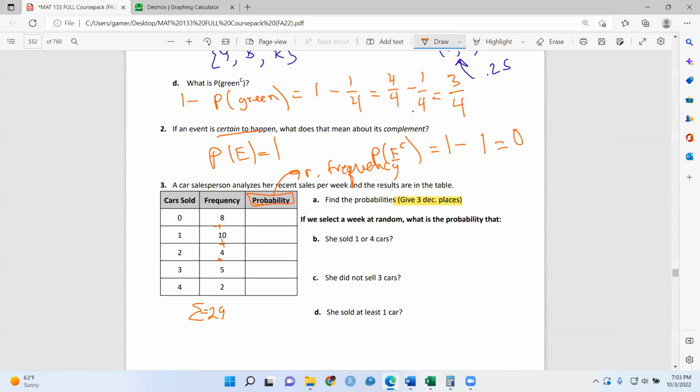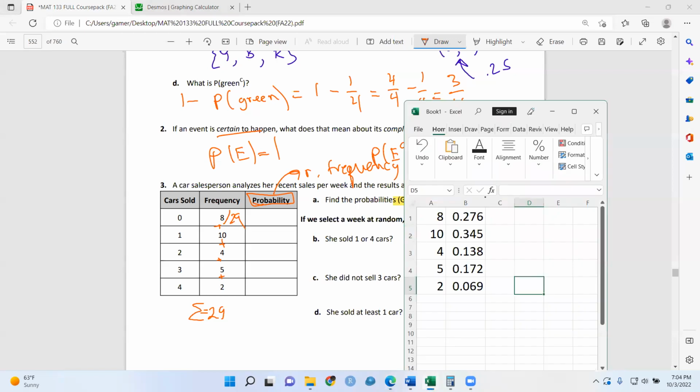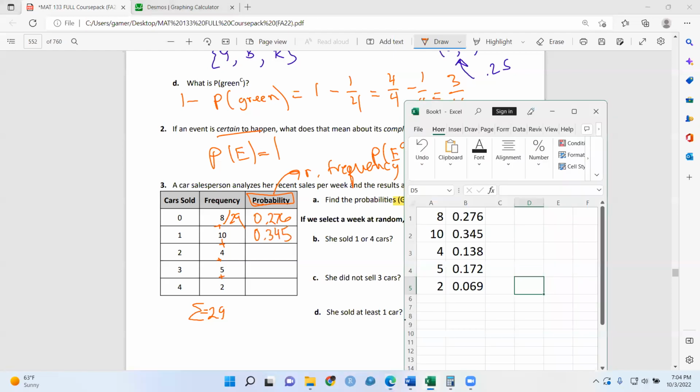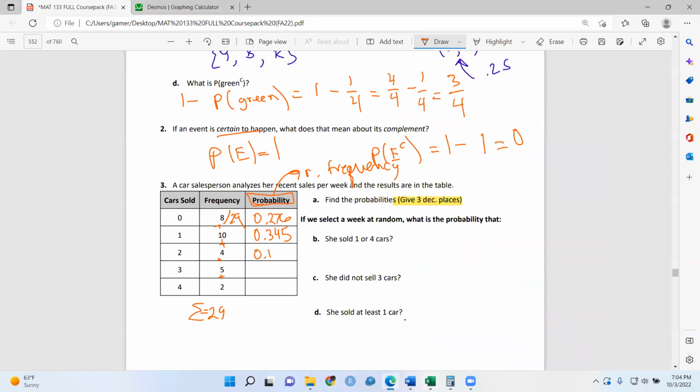How do I get the probability now? Do you remember what I do, relative frequency from chapters 2 and 3? Yes, I take 8 divided by 29. Nailed it. That's it. So I did that for you quickly, since it can be tedious to do 5 calculations. But as long as you remember that, you're good. That's how we got those probabilities. So we're rounding to 3 decimal places. Why? Because it says give 3 decimals. That's the only reason.